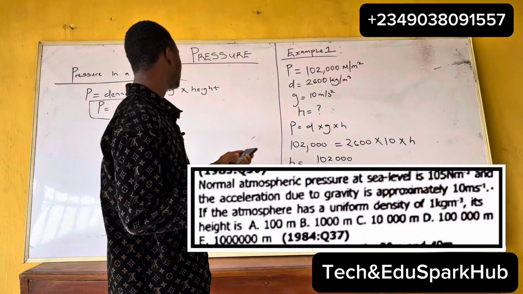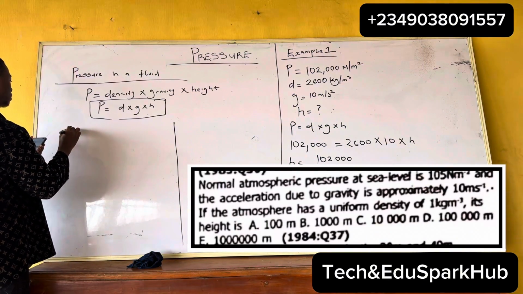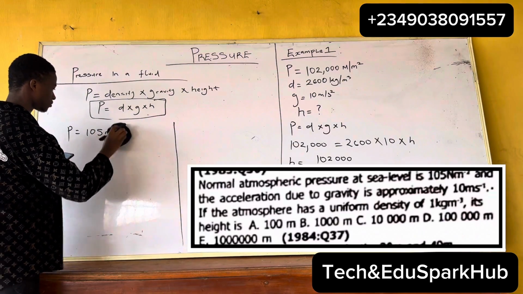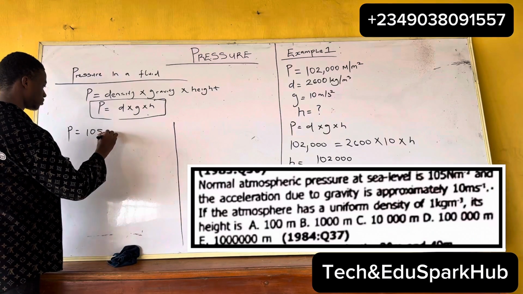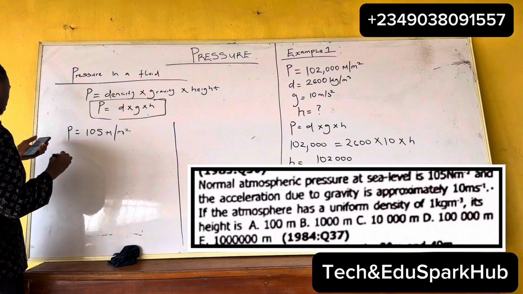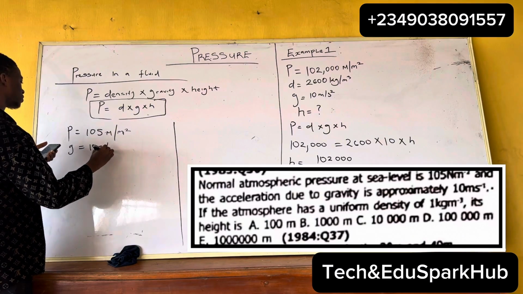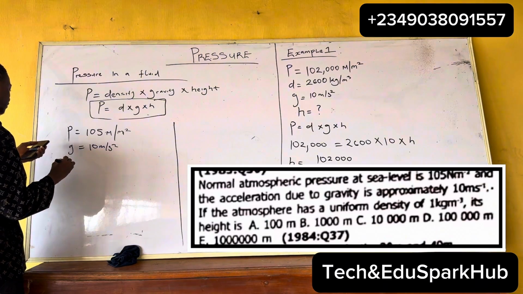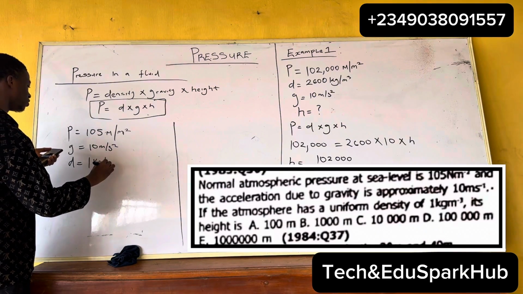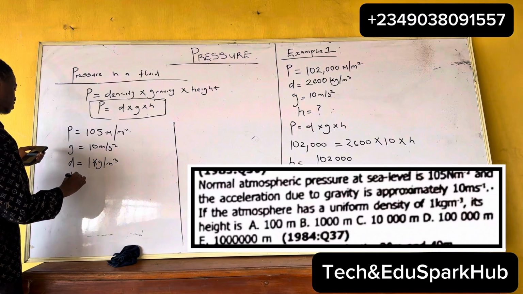So in this question, let's write the parameters that we are given. We were given the pressure, which is P, to be equal to 10^5 Newton per meter square. We were given the acceleration due to gravity, which is g, to be equal to 10 meter per second square. And lastly, we were given the density, which is D, to be equal to 1 kilogram per meter cube. And the question is asking about the height, which is H.